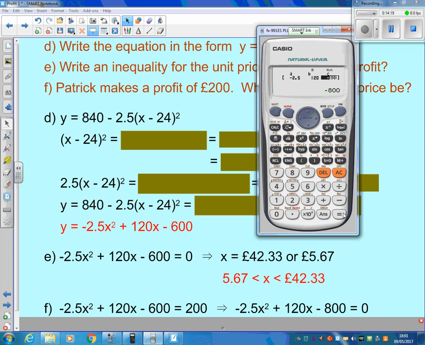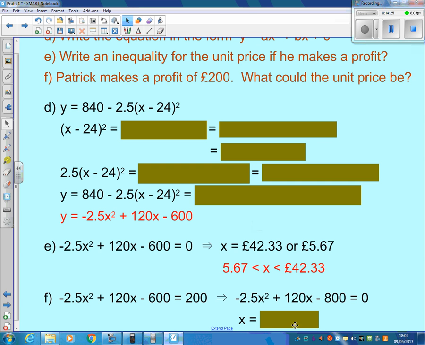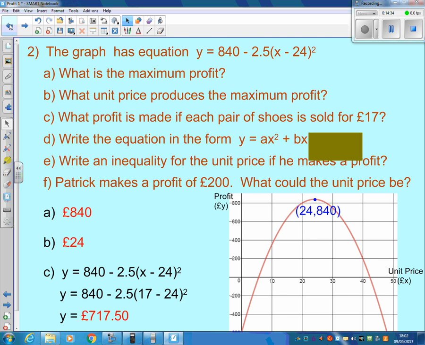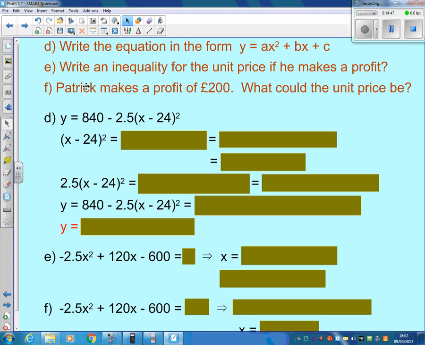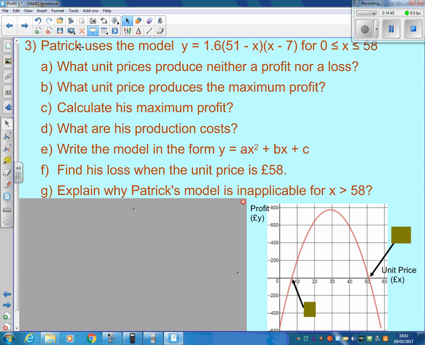Press equals twice. £40, £8. So what it's saying is x could be £40 or £8, and I will make, or Patrick will make, £200 profit. Okay, and if we have a look at it, £200 profit, there's the £8, and there you can read it off as £40. Those are the two possibilities that give him a £200 profit. Okay, let's go on to the next one.